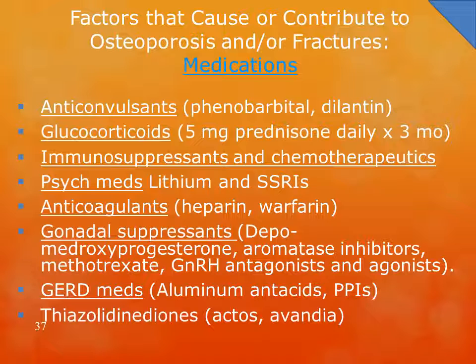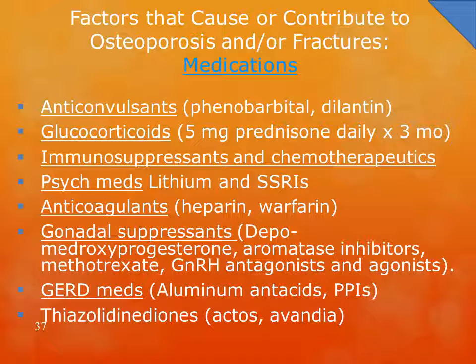And just like I said, patients don't usually come in complaining of osteoporosis because it's asymptomatic until you have a fracture. When we have patients on these medications, we need to anticipate that they are at risk for osteoporosis. We need to be bringing it up, talking about vitamin D supplementation, talking about checking their bone density. So anticonvulsants, glucocorticoids, immunosuppressants, chemotherapeutics, many psych meds, including lithium and SSRIs, which are very commonly used, anticoagulants, gonadal suppressants, even reflux medicines, which again are super, super common.